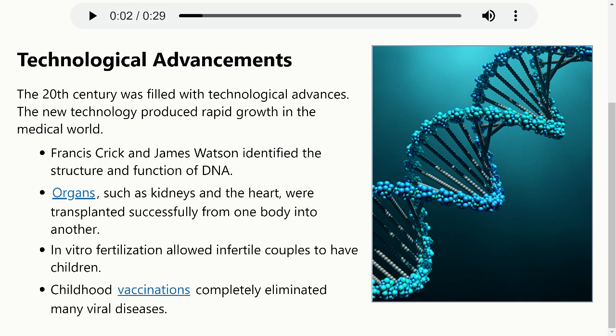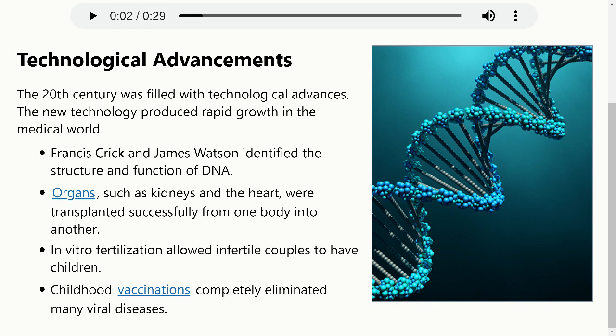Organs like kidneys and the heart were transplanted successfully from one body into another. That's when they started doing organ transplants. And you can transplant lots of things like kidneys and heart, like they say. You can transplant your lung, you can transplant eyes, a lot of stuff you can transplant.